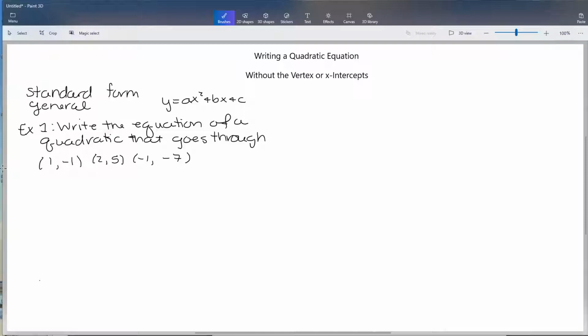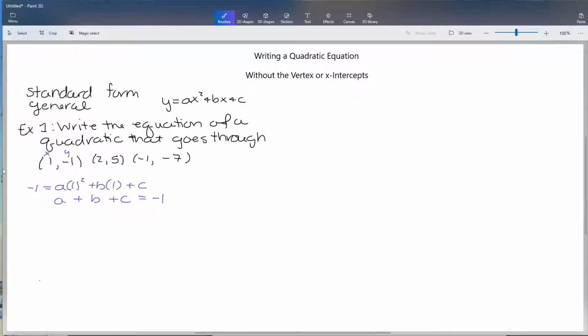So we're going to start by plugging each one of these into the standard form, just as x, y. So I have -1 equals a times x squared plus b times x plus c, where I'm plugging in 1 for x. Okay, so 1 squared is 1, so I'm going to rewrite this equation as a times 1 is a, b times 1 is b, and then I have c. This is just equal to -1.